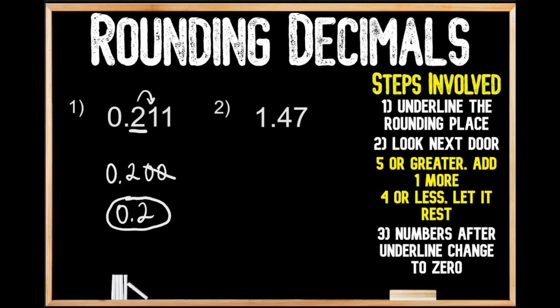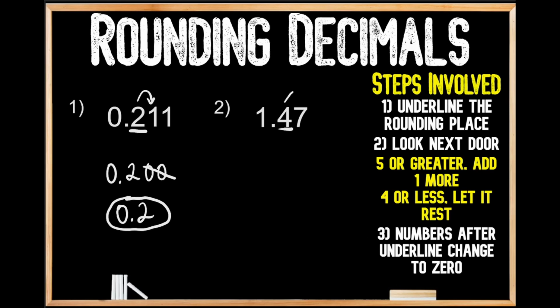So now let's give question number 2 a try, where we're being asked to round 1 and 47 hundredths to the nearest tenths. So we'll remember that our first step is to underline the place that we're looking to round to, which in this case is our tenths place. So we've underlined the 4 in our tenths place.